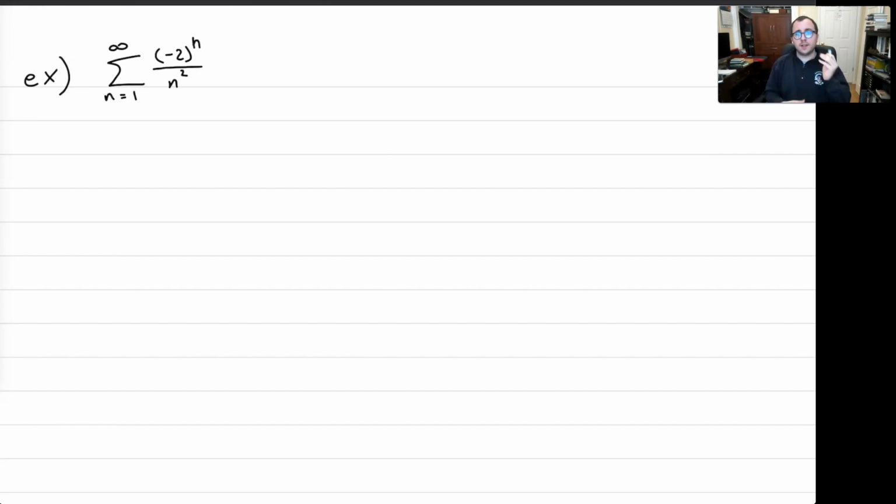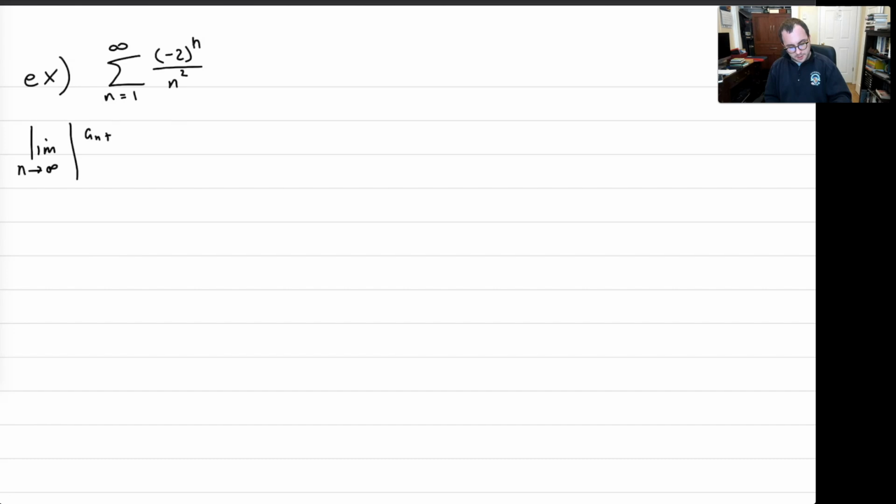For our first example, let's look at the series (-2)^n over n squared. Again, when I see an exponential in a series, my mind automatically thinks, let's try the ratio test. So let us try the ratio test. Let's take the limit of absolute value, or absolute ratios.